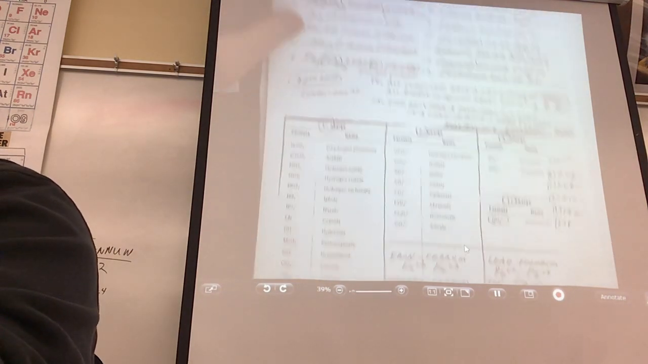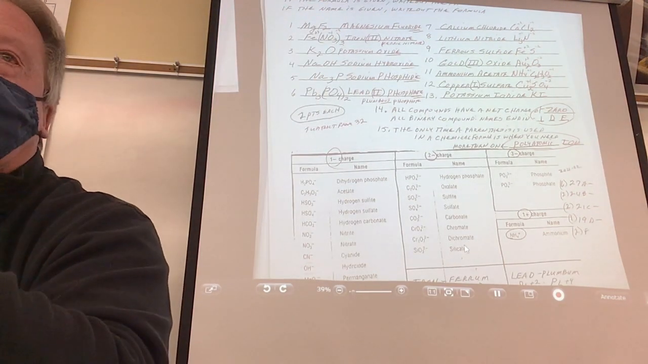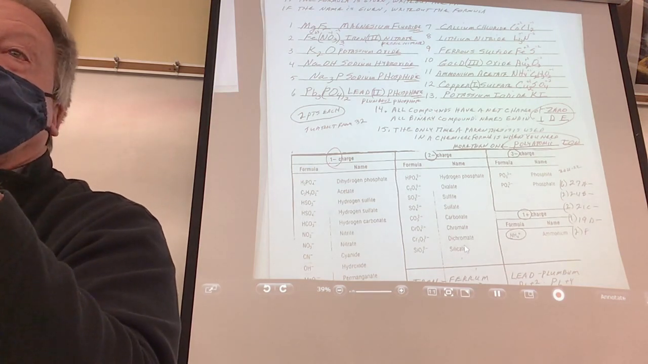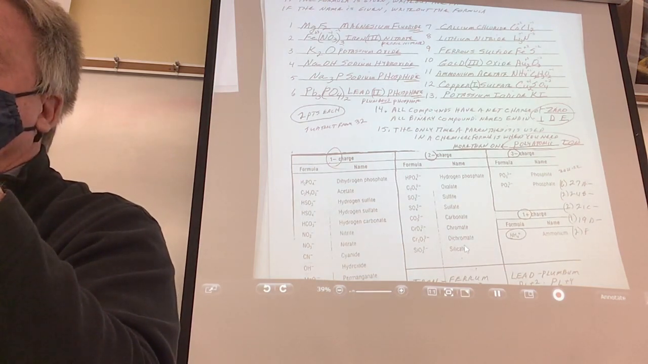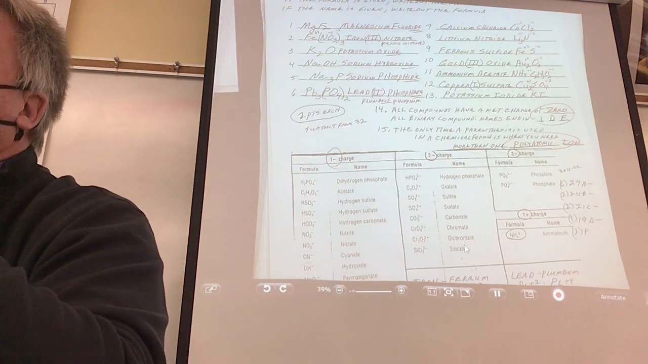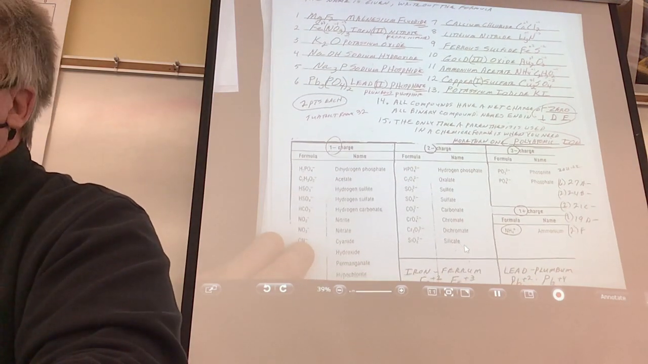But why do I not have to do any extra work? Why do I not have to worry about the charge on the metal here? Why not? Because they don't have any net charges. What do you know about sodium? It's always +1, isn't it? I don't have to do any extra work. I just say the name. No Roman numeral. Sodium hydroxide.